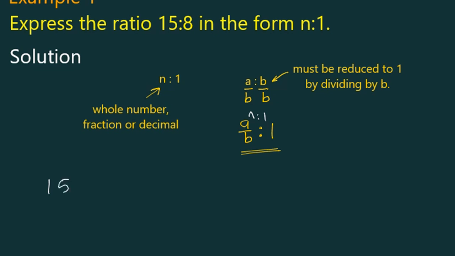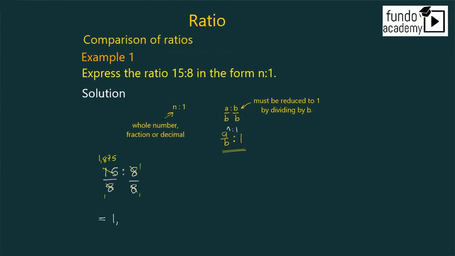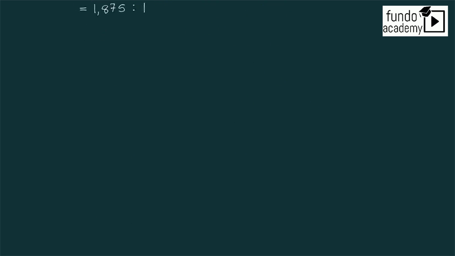So with our 15:8, we can simply divide by 8 for both terms. Dividing by 8 we get 1 here, and 8 into 15 we get 1.875. So that means our ratio in the form n:1 will come out as 1.875 is to 1, and that's simply how we express a ratio in the form n:1. I'm going to be explaining why we have to do this later in this lesson, but let's go on to the second example, example 2.